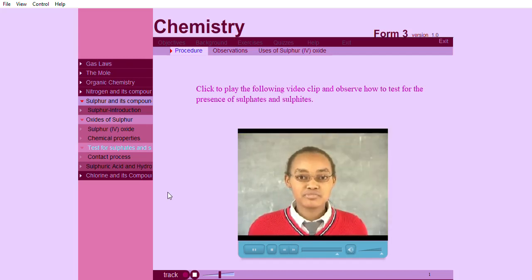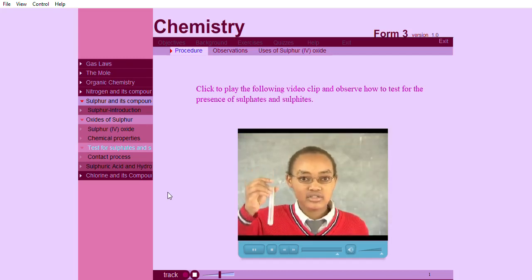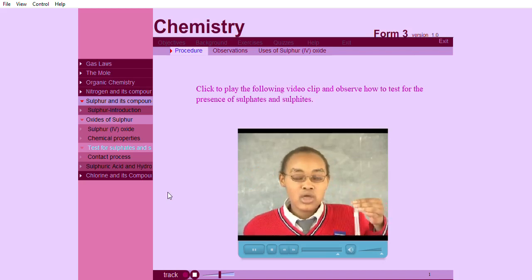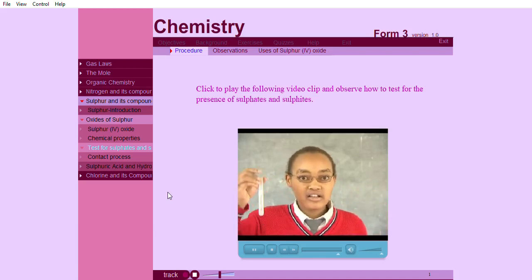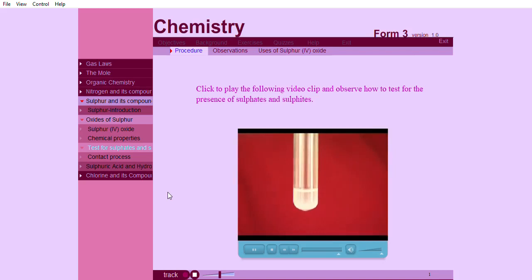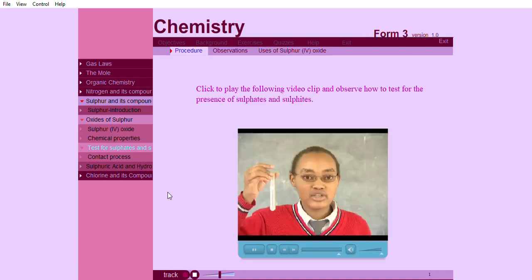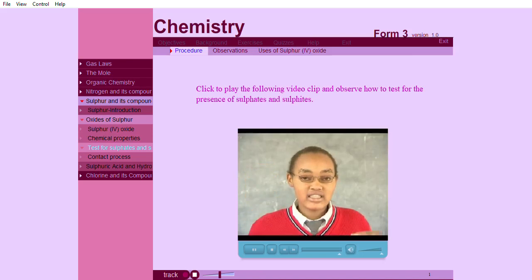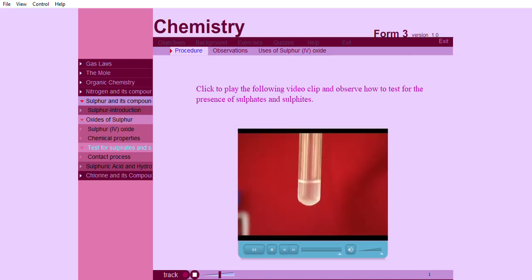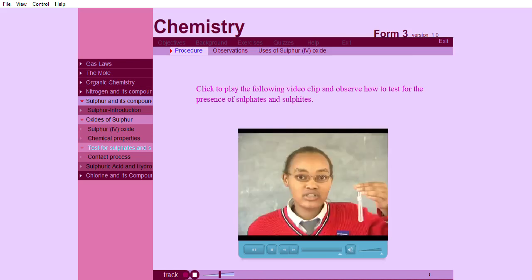To distinguish between the sulfate ions and the sulfite ions, we observe that in the sulfate, the white precipitate formed does not dissolve in dilute nitric acid, while in the sulfite, the white precipitate formed dissolves in dilute nitric acid.